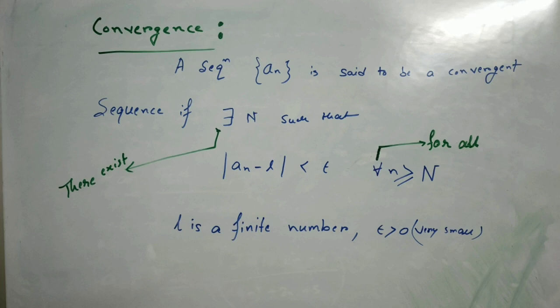Convergence of a sequence. A sequence an is said to be a convergent sequence if there exists N such that the modulus of an minus L is less than epsilon for all n greater than or equal to N, where L is a finite number and epsilon greater than 0 is a very small number.